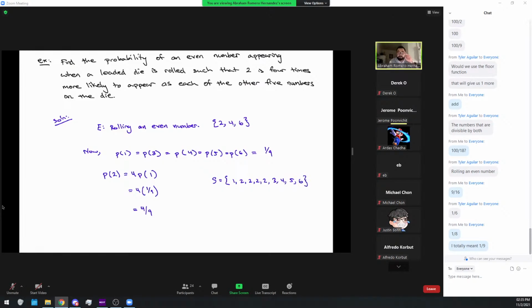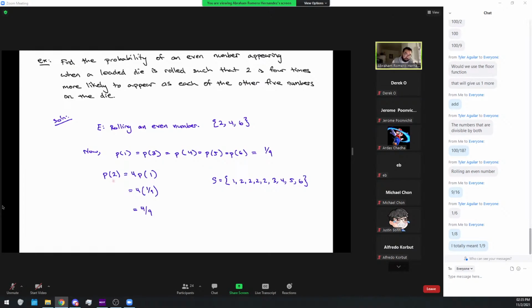Professor, can you explain how you got 1/9 again? So we have 1, 2, 3, 4, 5, 6, 7, 8, 9, when I write out the sample space. So that means the probability of 1 showing up is 1 out of 9. Probability of 2, 3 showing up is 1 out of 9. Probability of 4, 1 out of 9, and so on. Got it. Thank you. Okay. Any other questions?